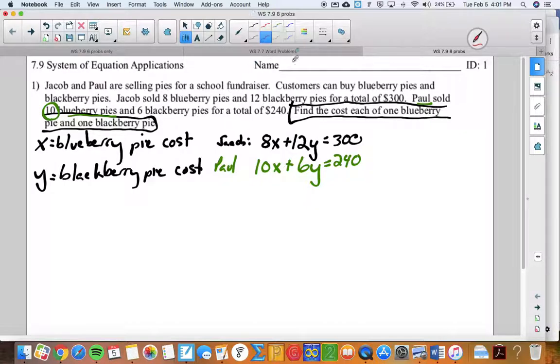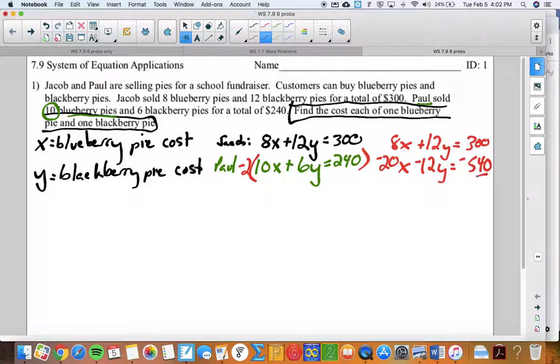So let's see here. We need to create opposites, right? Now, 8 doesn't multiply into 10, so I could create 40x and negative 40x, the least common multiple. But I realize that if I multiply the 6 by negative 2, I'll get a negative 12y. Then I need to multiply the entire bottom equation by negative 2. I just need to bring the top equation over: 8x plus 12y equals 300.